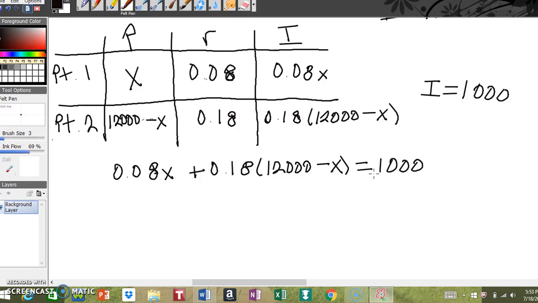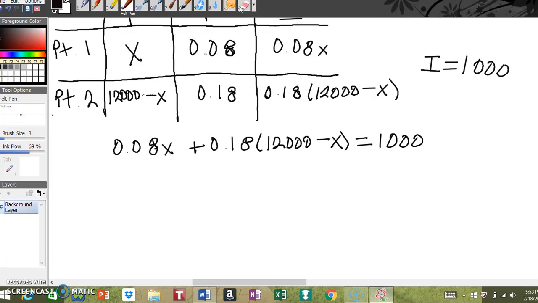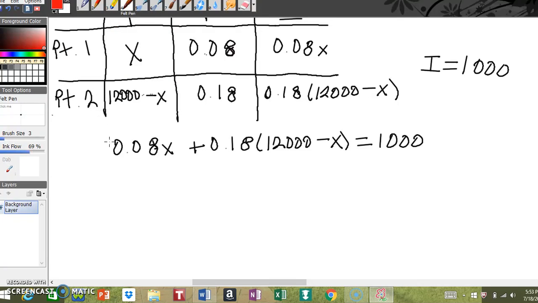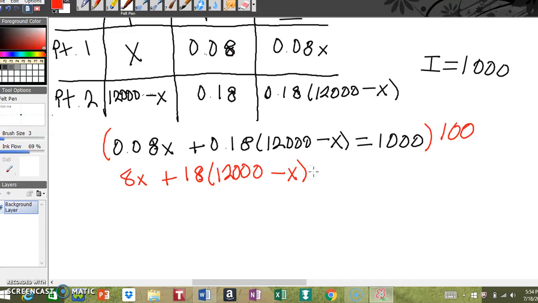Okay, now I don't know about you, but I'd like to get rid of all these decimals. You could still solve it with the decimals, I think it's just easier to not work with them. So let's multiply through by 100 to get rid of them. So we have 8x plus 18 times 12,000 minus x equals 100,000, sorry.